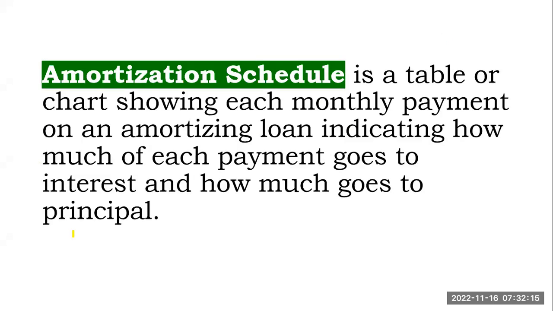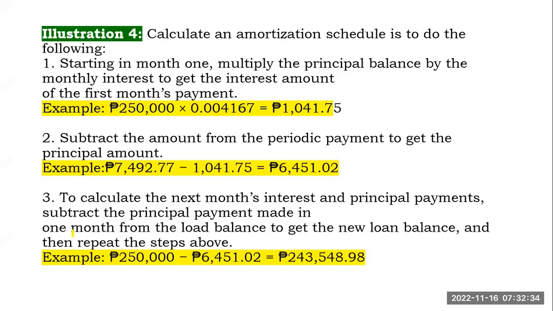Okay, so now, meron tayong tinatawag na amortization schedule. This is a table or chart showing each the monthly payment on an amortizing loan, indicating how much of each payment goes to interest and how much goes to the principal. Okay, so proceed tayo sa illustration number 4.